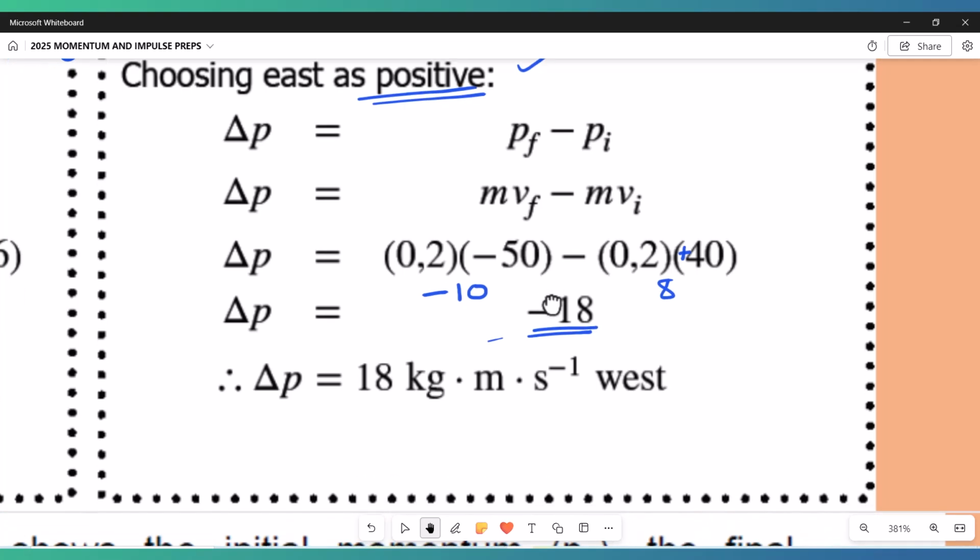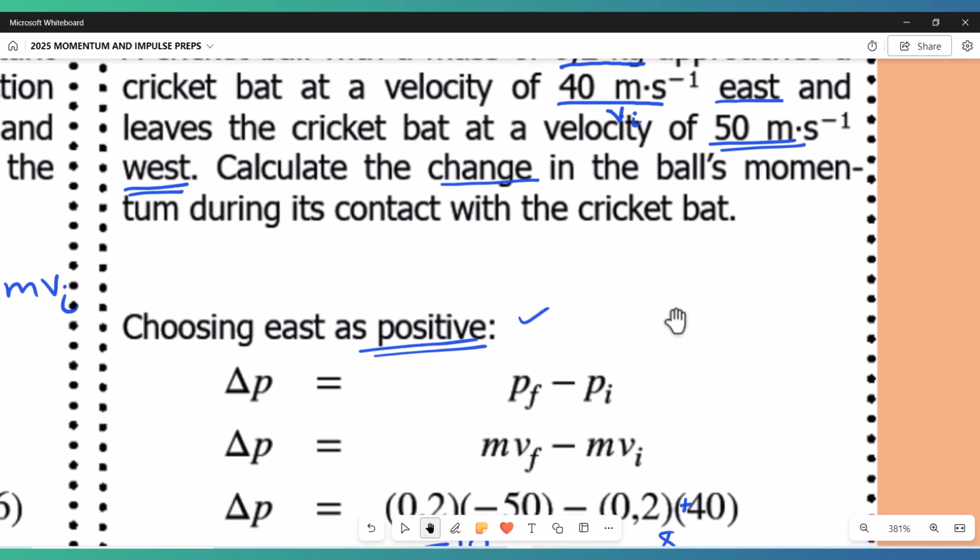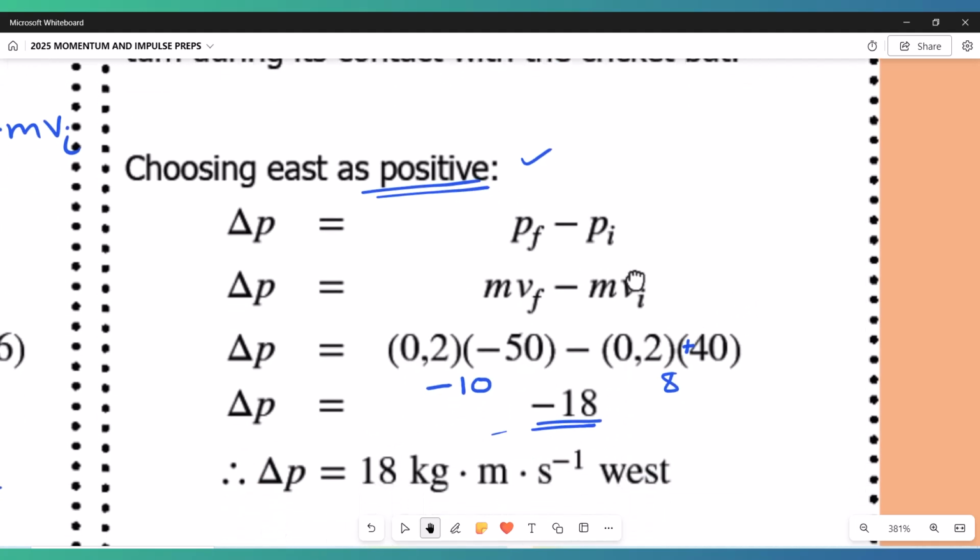Okay, now before I continue, this change in momentum, sometimes they can ask you to draw a graph to indicate the change in momentum and the final and the initial momentum. Okay, let's take one as an example here. Remember we chose east as positive, and our initial was what? Our initial momentum.